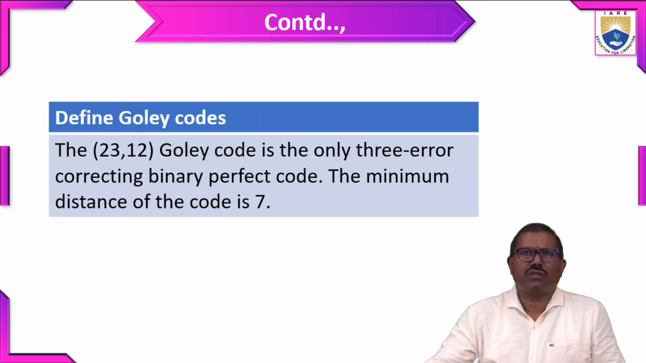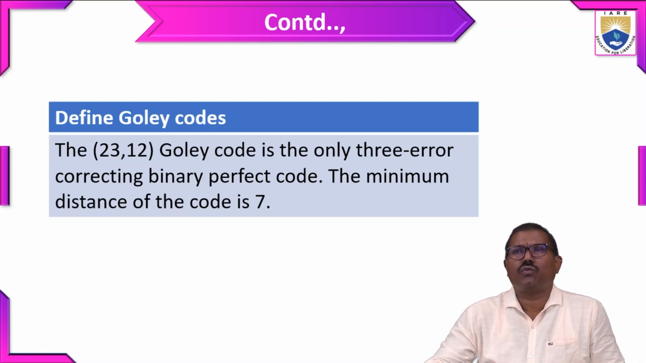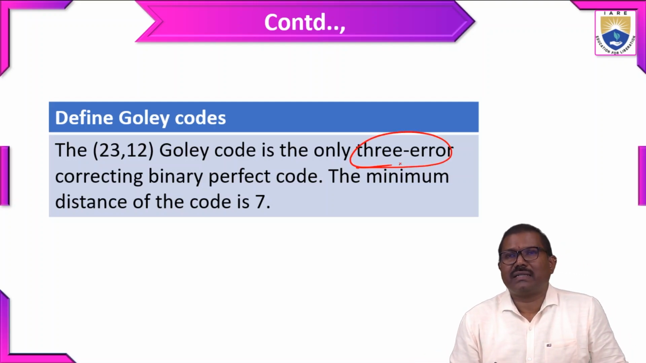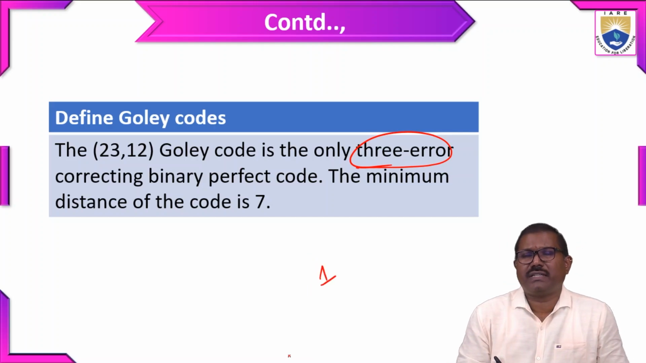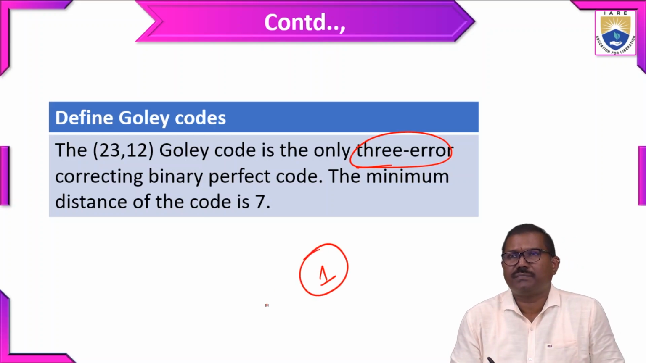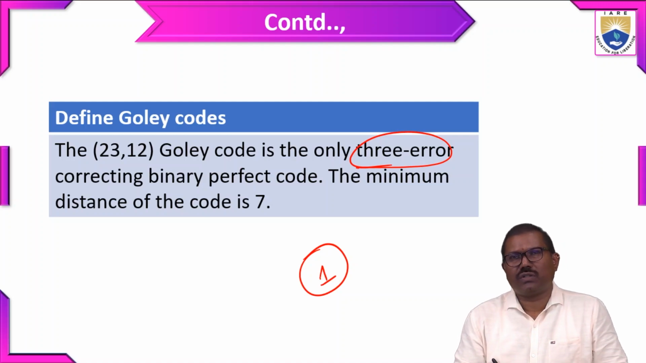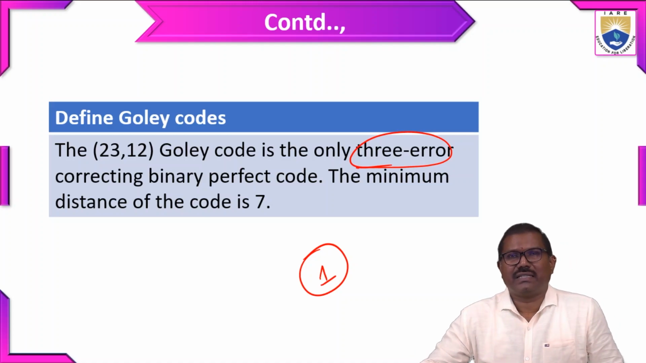Define Golay codes. The 23 by 12 Golay code is the only 3-error correcting binary perfect code. The minimum distance of this code is 7. So here we can correct errors for 3 bits. For linear block codes, we can correct only 1 bit at a time. Already we know that. We can correct 1 bit and detect 2 bits only. But with Golay codes, we can correct 3 errors. Okay.